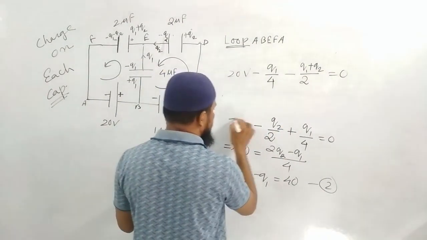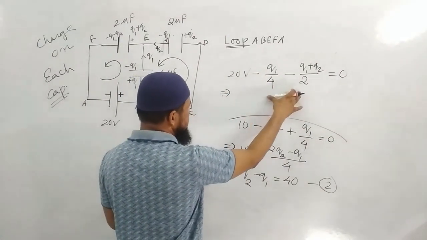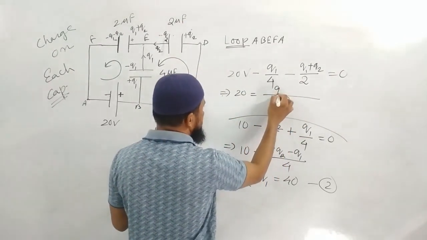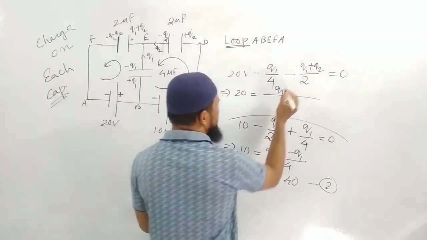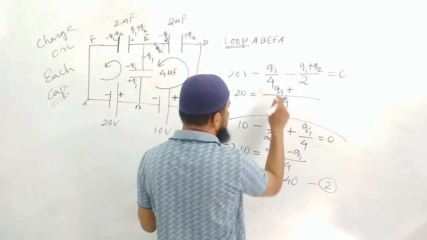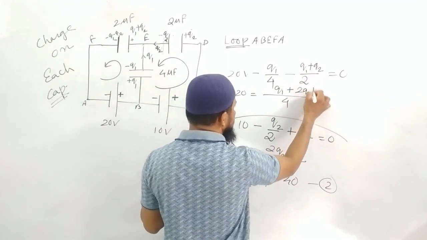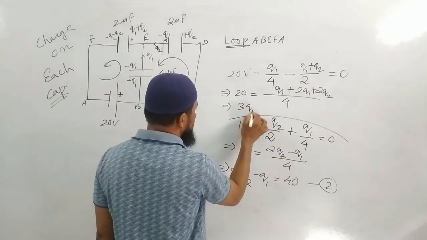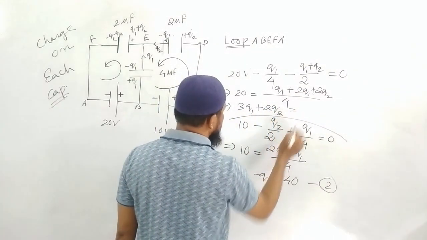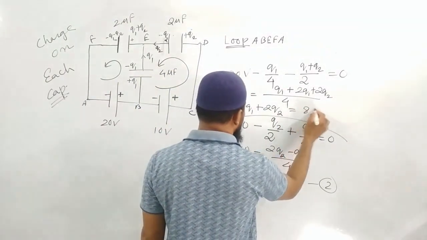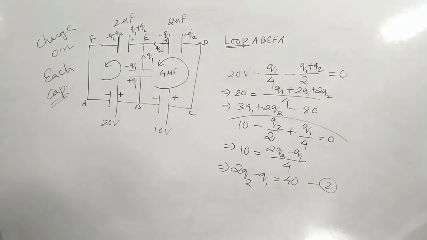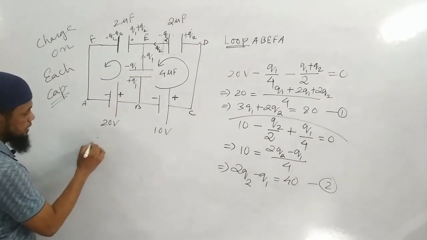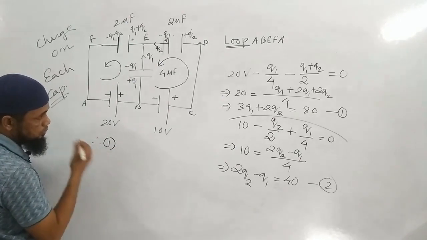This can be written in a similar manner if you take the LCM. 20 is going to be, both will become plus on the other side, Q1, 4, twice Q1 plus twice Q2. So how much is that? 3Q1 plus twice Q2 is equal to 80. This is equation 1.